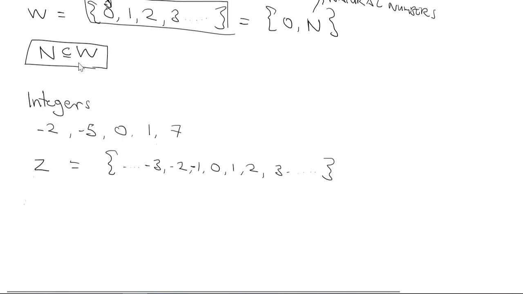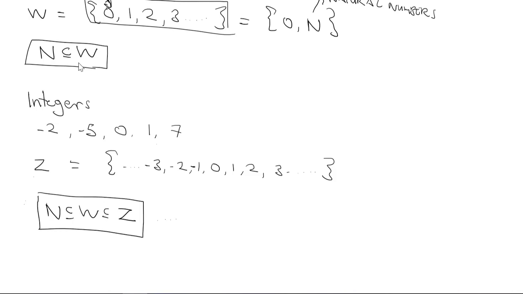Now, if we look at the set of integers, we can see that the set of natural numbers and the set of whole numbers are also subsets of the set of integers. So we can write that the set of natural numbers is a subset of the set of whole numbers, while the set of whole numbers is a subset of the set of integers. These are very important points.